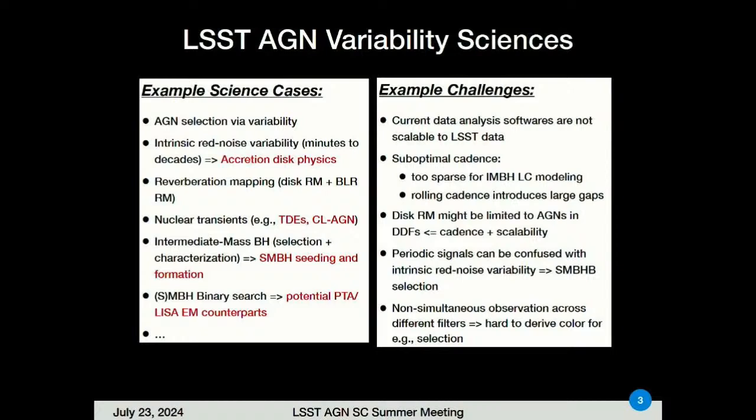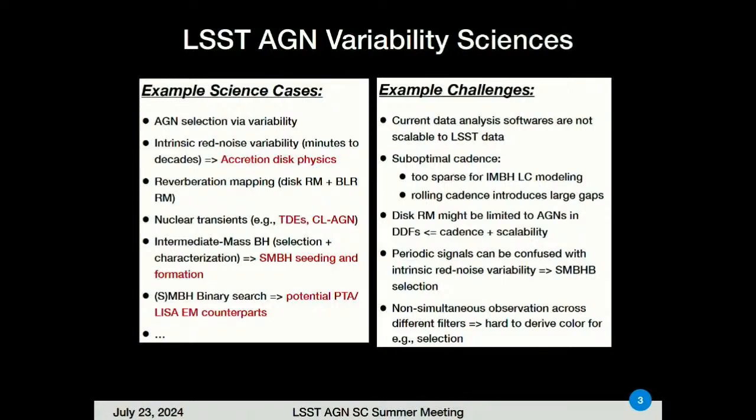I think it is just too sparse for that purpose. And rolling cadence, people have a lot of thoughts about what large gaps are going to do to different science cases. And for DISC-RM, my impression is that people mostly focus on DDS because of the high cadence. But what about fast deep?